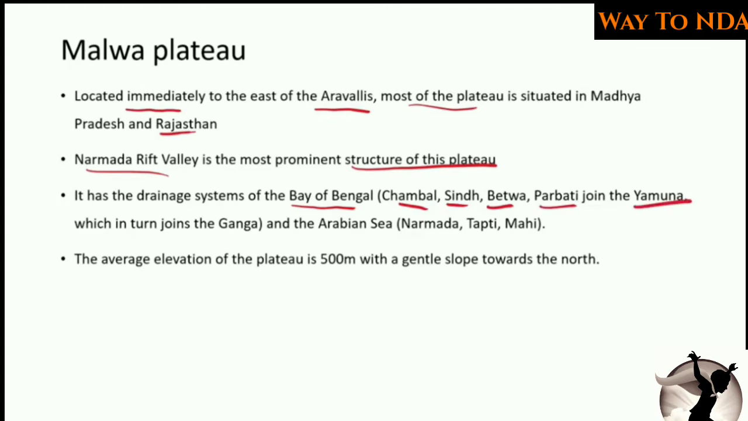Which in turn joins the Ganga river, because we know that the Yamuna river is the tributary of the Ganga river. And some of the Arabian Sea branches you will find are Narmada, Tapi and Mahi. These are the west flowing rivers, so they go and drain into the Arabian Sea. So it has a drainage system of both the Bay of Bengal and the Arabian Sea, east flowing rivers as well as west flowing rivers. East flowing rivers are Chambal, Sindh, Betwa, Parbati, which finally join the Yamuna. And the west flowing rivers are Narmada, Tapi and Mahi.